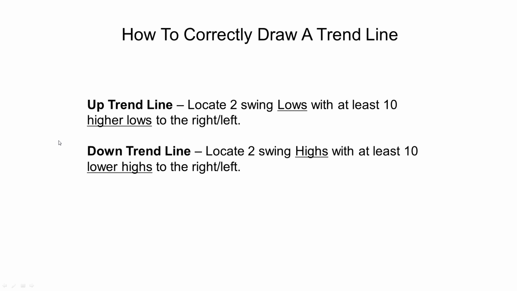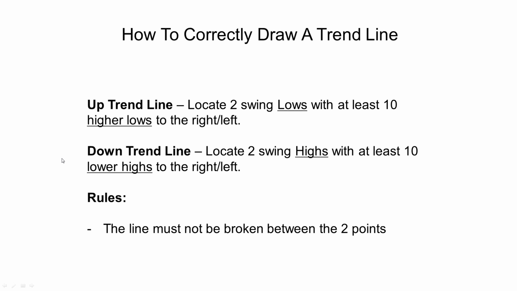For a downtrend line, you're going to want to locate 2 swing highs with at least 10 lower highs to the right and the left. Okay, so same thing. We're just looking for significant swing points to draw from, so that we don't get caught in all the whipsaw mess.